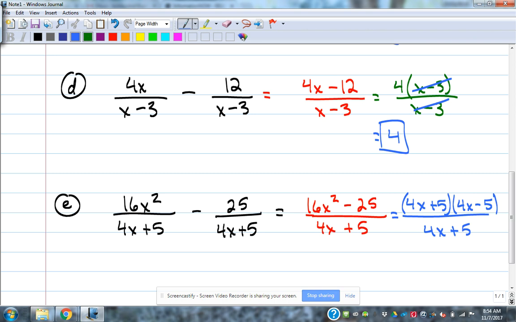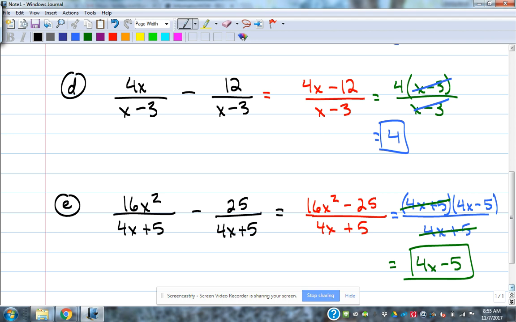What cancels? Yeah, 4x plus 5 cancels 4x plus 5, and then we have 4x minus 5 left on the top. Technically, what's in the denominator? 1. But we don't have to write that. Okay, so if the denominator is the same, you're going to go ahead and do your operation and then look to factor or simplify the fraction. Okay, that's if the denominator is already the same.